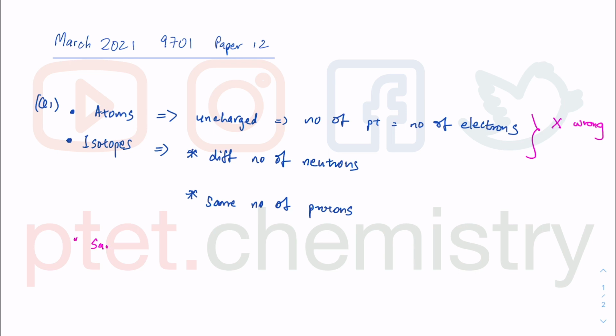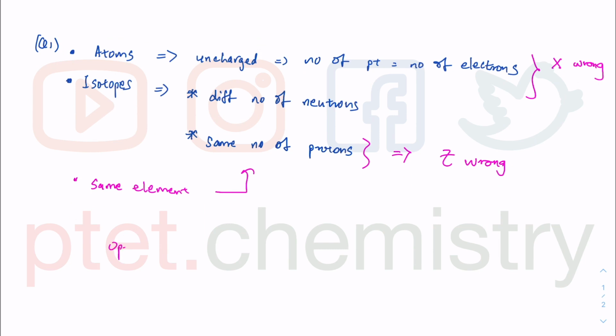So the next thing is same element. Same element means the identity must be the same. So it's the same number of protons, which is basically the point that I've mentioned up here. You can see that W, X, Y has 32 protons. So you can cross out Z because Z has 34 protons. So after we cross out Z and X, we are left with pretty much only one answer, which is option A, that is W and Y.